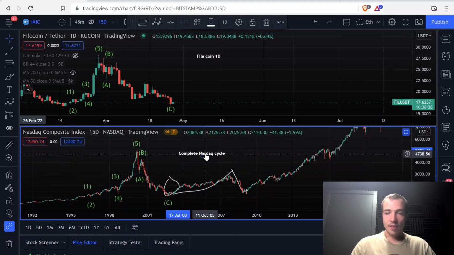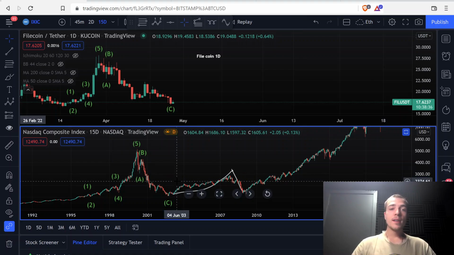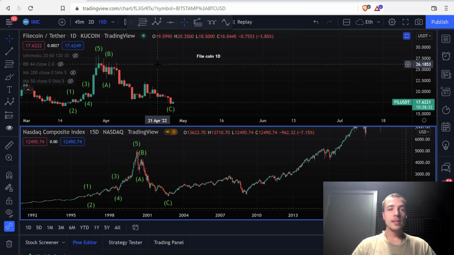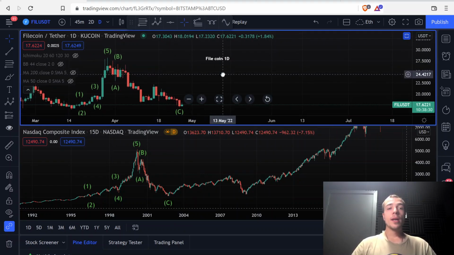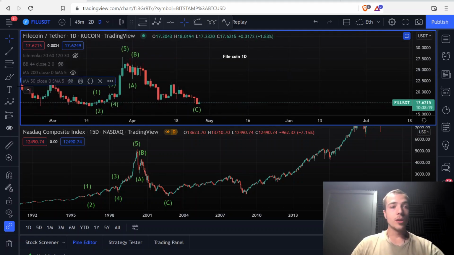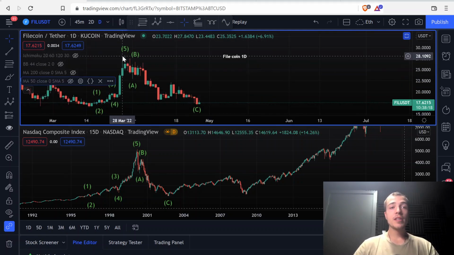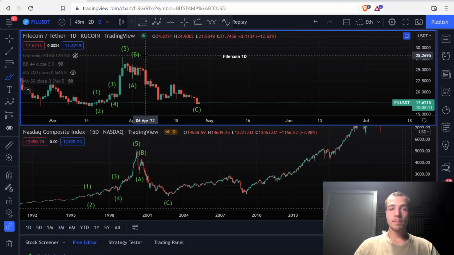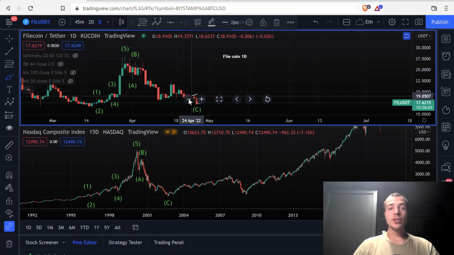Now, if we look at Filecoin on the top, you will quickly see that Filecoin is an exact copy of this same market cycle. Now, this is on the daily, but it doesn't matter, because these cycles are fractal in nature. So if you look here, we have 5 waves up on Filecoin. We have an ABC correction, so this would have been complacency. And then we get depression.